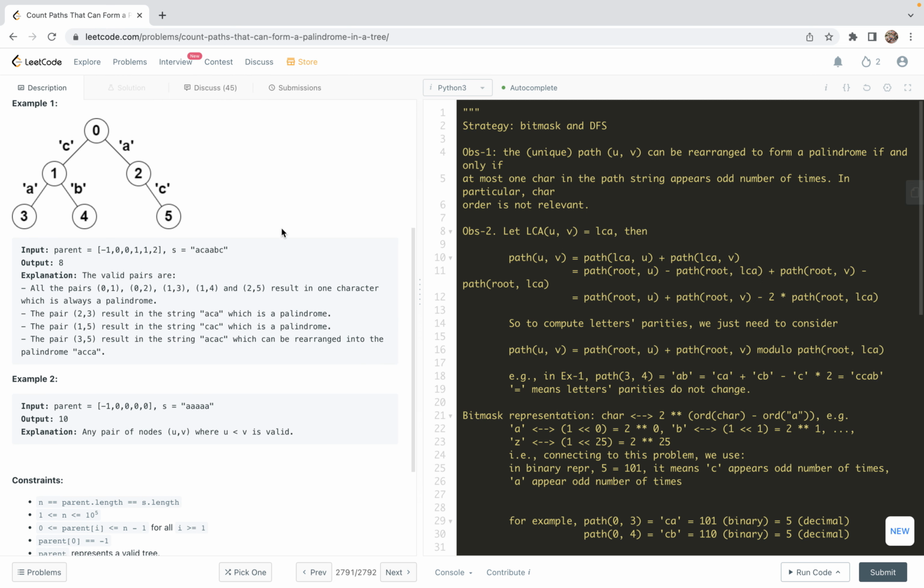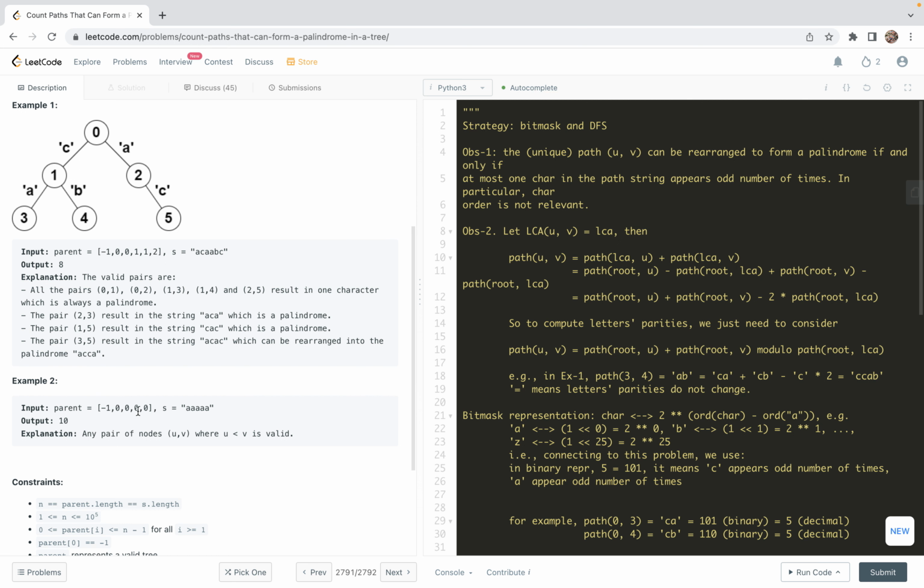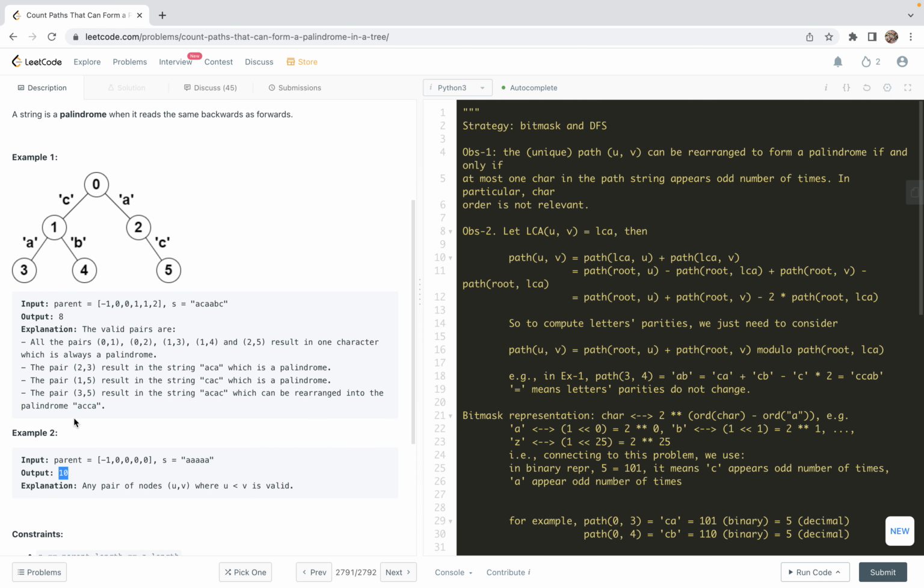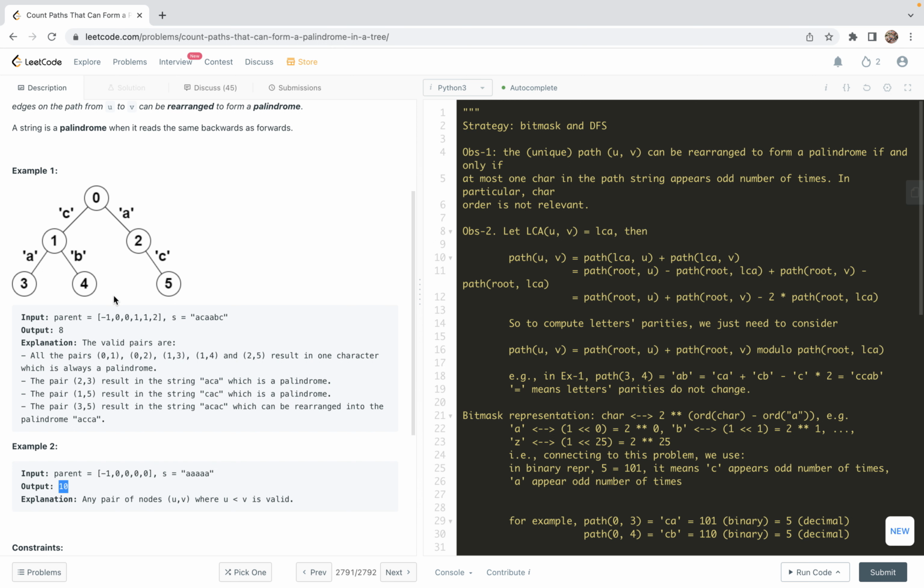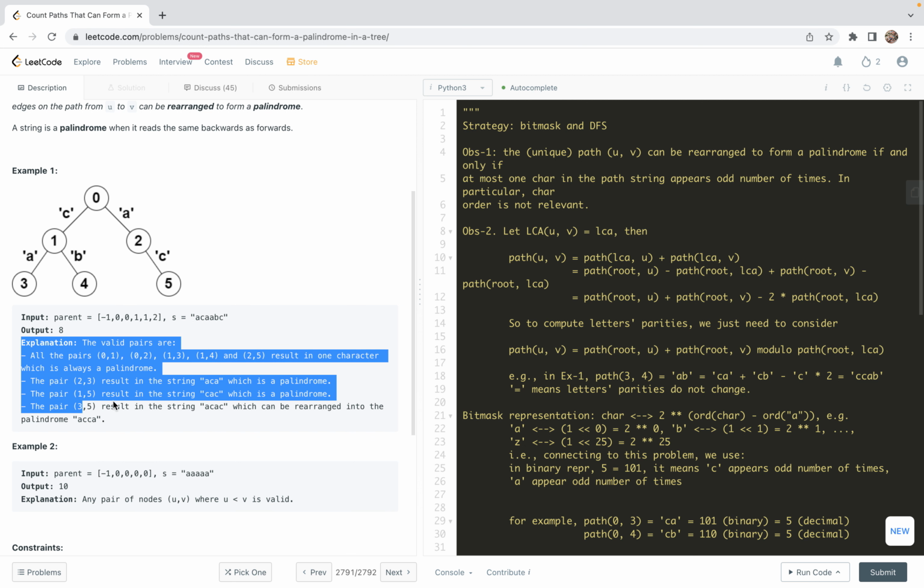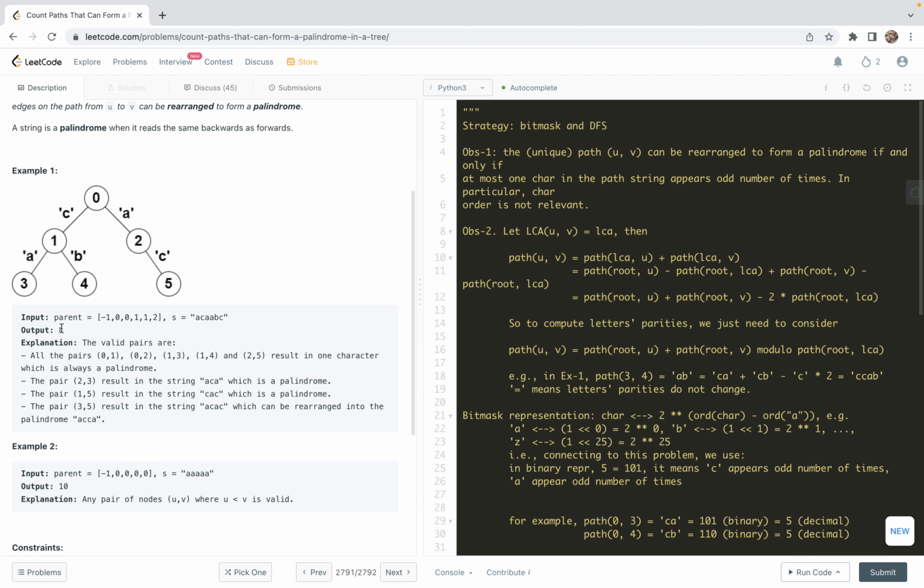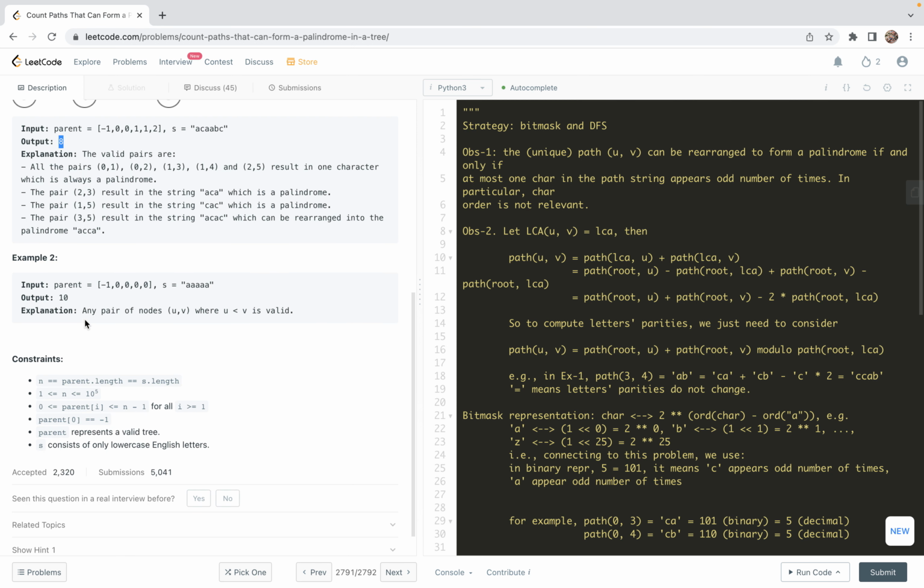So here are two examples. The second example is actually very special because all the letters are a. So for any two nodes, the corresponding path is a palindrome path. Here you can choose 2 out of 5, right? That's 10. For the first example, it roughly represents the generic case. Here the output is 8. You can look at the explanation. However, this explanation explains the output by listing. We need to use some technique to effectively do the counting, right?